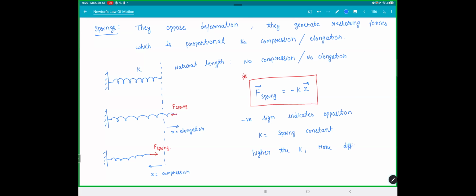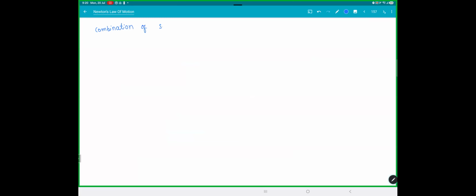Next thing, combination of springs. Now for this, how exactly we measure the K value, we have a separate chapter called elasticity. We will deal there, but for now, let's handle this thing. What happens if we keep springs in series and parallel? So if we keep two springs in series, so two springs are in series when they have same tension.